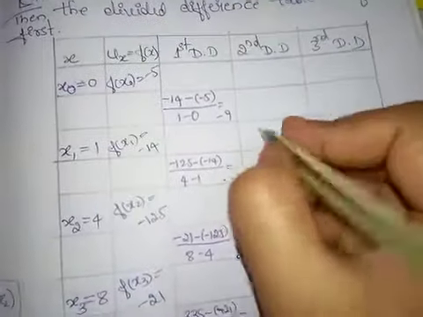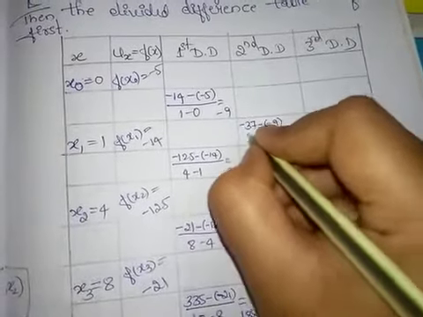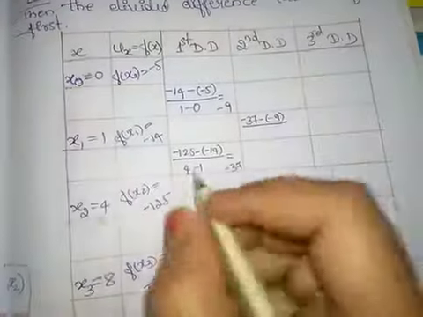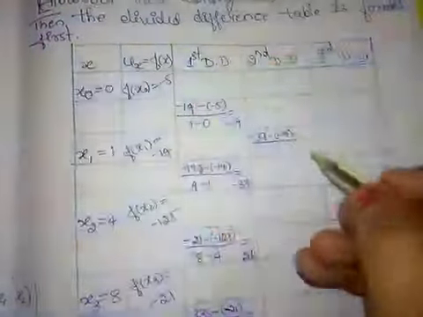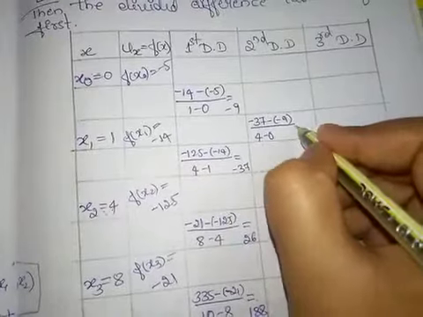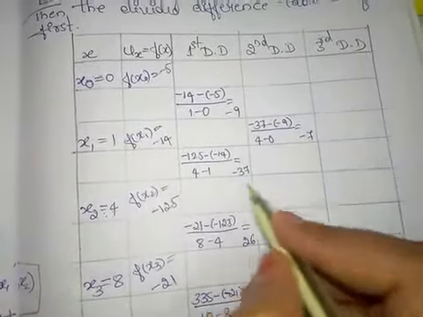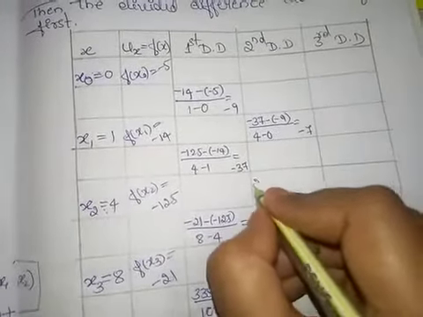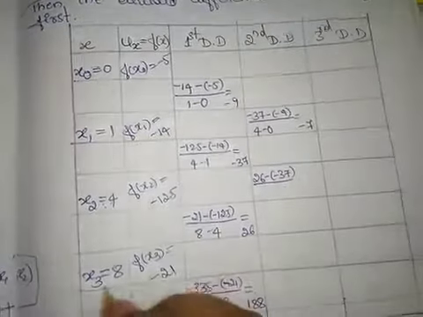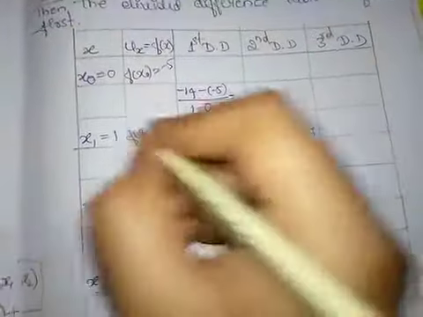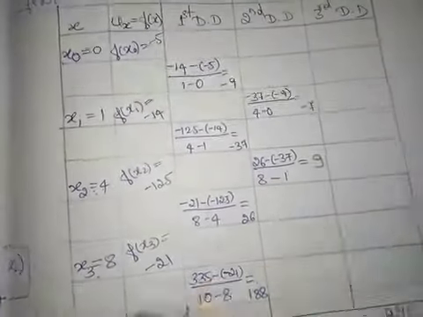Next, here, minus 37 minus of minus 9 divided by x4 minus 4 below this one, above this one, 4 minus 0 is equal to minus 7. Next, between these two, 26 minus of minus 37 divided by, below this one the value of x is 8, above this one the value of x is 1, which is equal to 9.